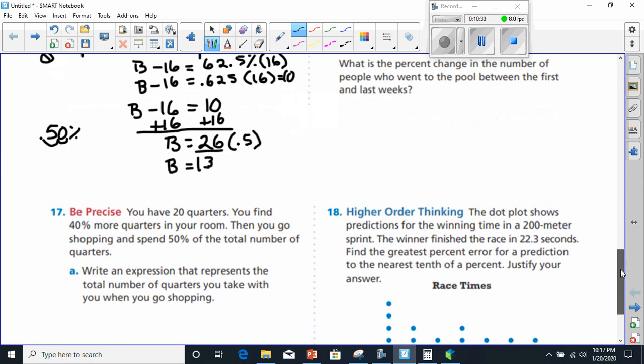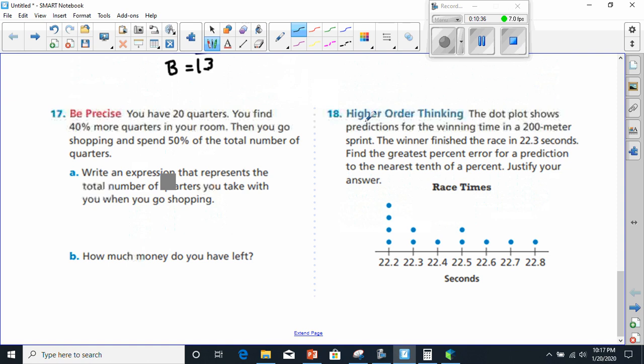Let's go to number 17 now. You have 20 quarters. You find 40% more quarters in your room. Then you go shopping and spend 50% of the total number of quarters. Write an expression that represents the total number of quarters you take with you when you go shopping. And once again, we're going to set up the expression. This is going to be before we spend the 50%.